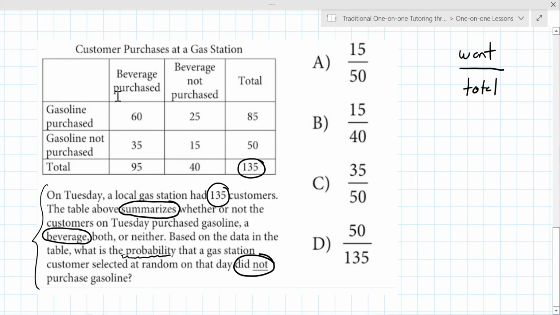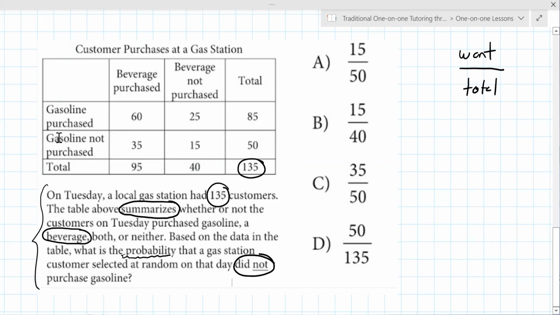Let's just go number by number. Is the 60 for people who purchased gasoline? No, it says beverage purchased and purchased gasoline. How about this 25? Does this refer to people that purchase gasoline? Yes, it does. How about this 35? No, those did not purchase gasoline. There's 35 that did not purchase gasoline. How about this 15?